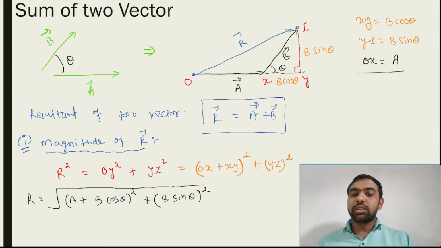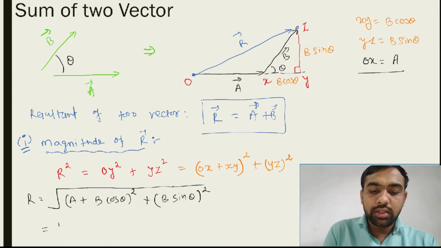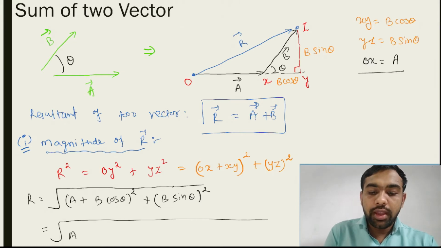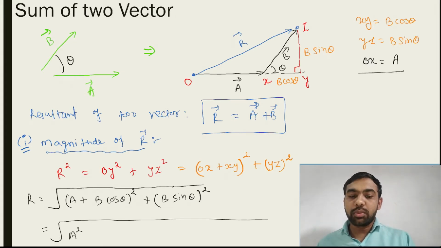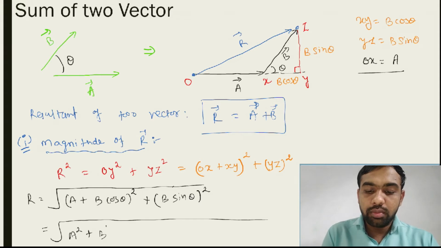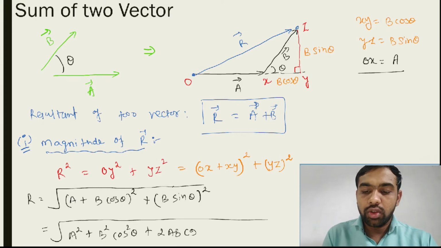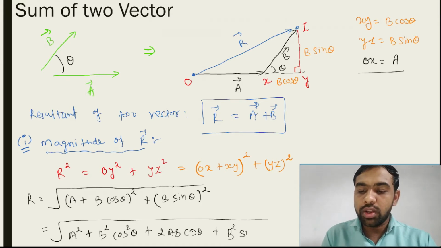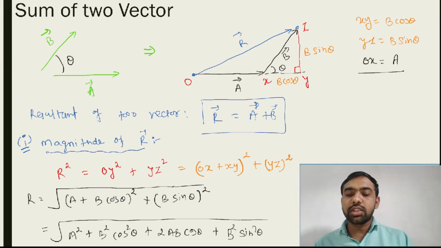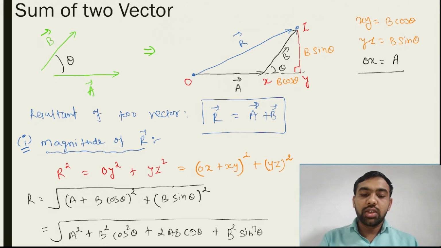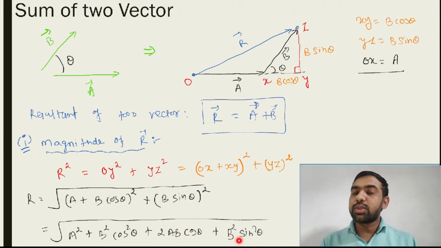Now some simplification. So what is our answer? Under root, A plus B cos theta whole square, that is A square plus B square cos square theta plus 2AB cos theta, plus B square sin square theta. Here I am using the rule (A plus B) whole square equals A square plus B square plus 2AB. The first term is A, so A square. The second term is B cos theta, so B square cos square theta. Then 2 into first term into second term, so 2 into A into B cos theta, and B sin theta squared is B square sin square theta.